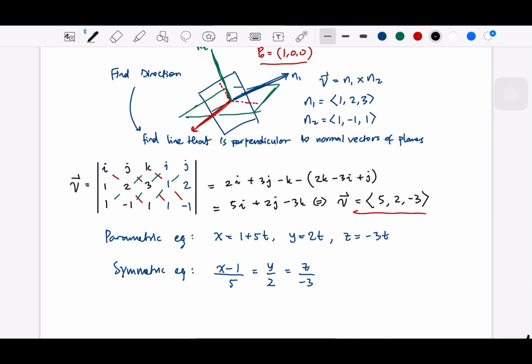Okay, that's about the parametric equation for the line. And another topic that I would like to review is the plane, the equation of the plane.